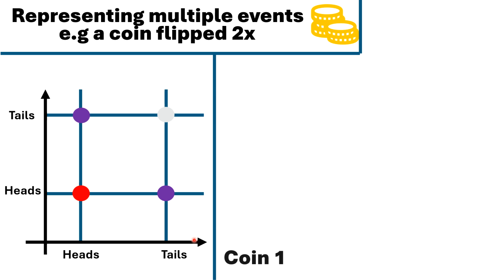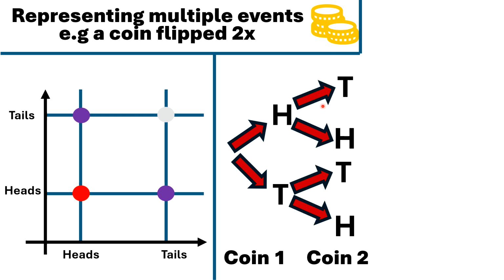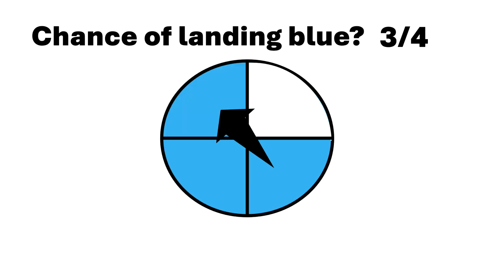And then there's the famous tree diagrams. For coin 1, we can get either heads or tails. For coin 2, we can get tails or heads again, following the first one. This means that our possible outcomes are heads and tails, heads and heads, tails and tails, or tails and then heads. As you can see here, the chance of landing blue is going to be 3 out of 4.